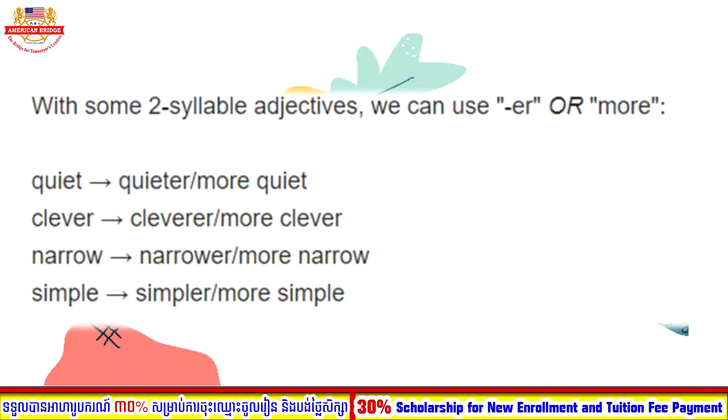Let's move to the next slide. With some two-syllable adjectives, we can use er or more. Like the word quiet, quieter, more quiet. Clever, cleverer, or more clever. You can use both. Narrow, narrower, more narrow. Simple, simpler, more simple. So for adjectives that have two syllables, you can use both. Got it?